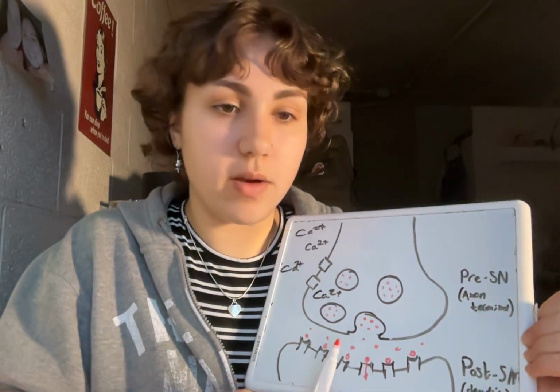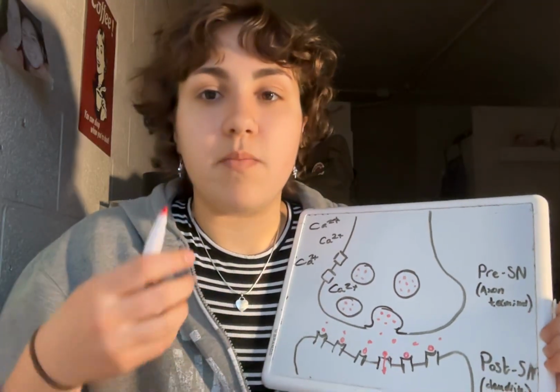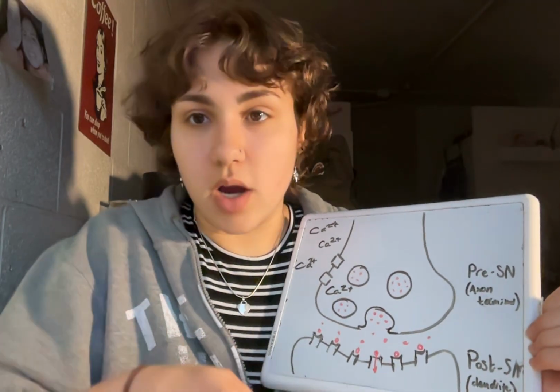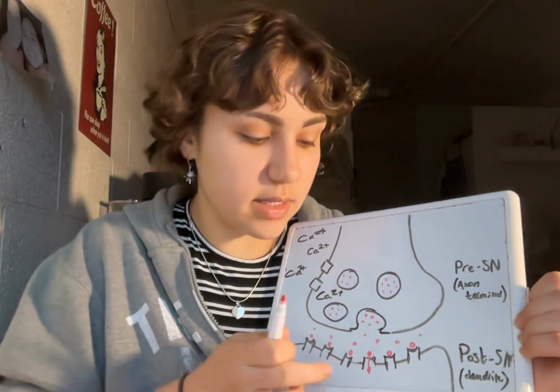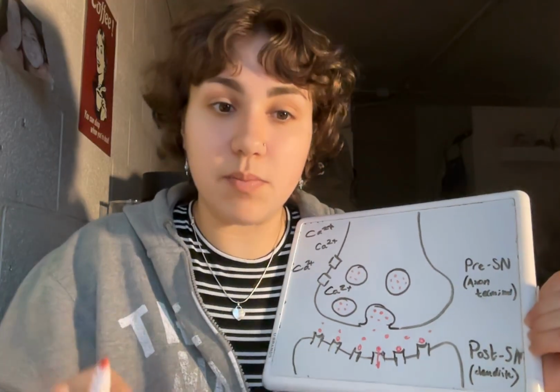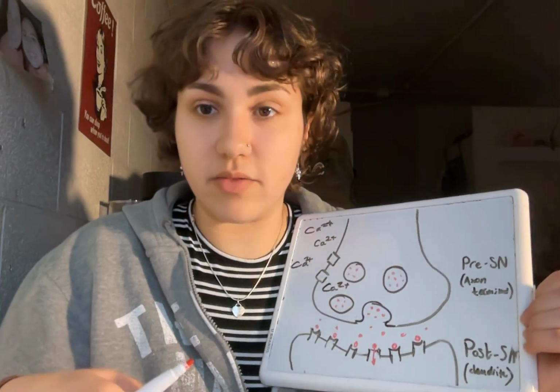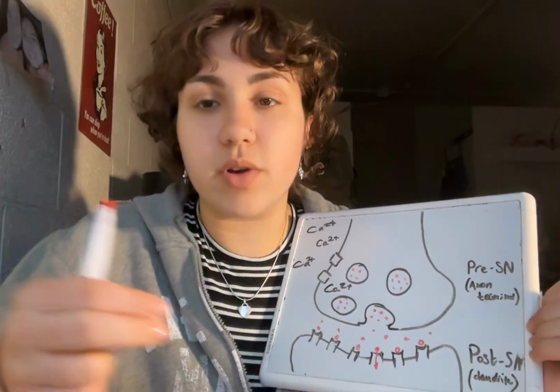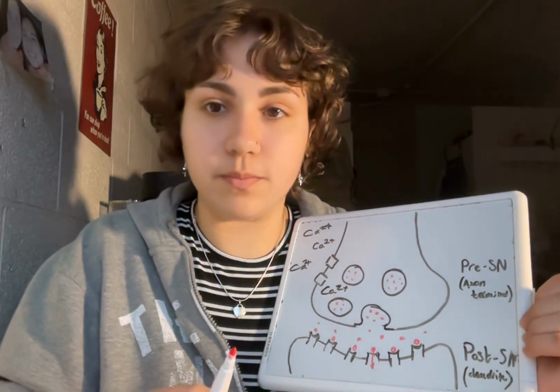An excitatory one, like the name suggests, makes the cell more likely to cause an action potential. So this means that this postsynaptic cell is getting depolarized and becoming more positive. So it's closer to creating an action potential than it was before.